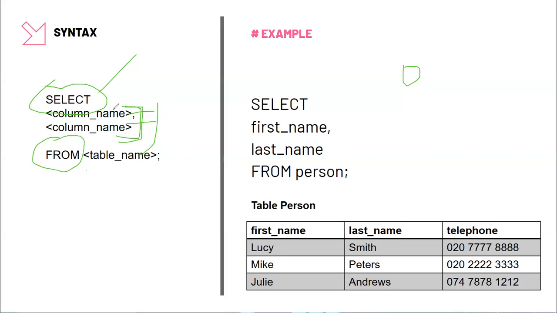I can't say select and then not have anything I'm selecting. If I have select and I do not have column names I'm selecting, then I would have the asterisk keyword here, which simply means that I am selecting all the columns in this table.